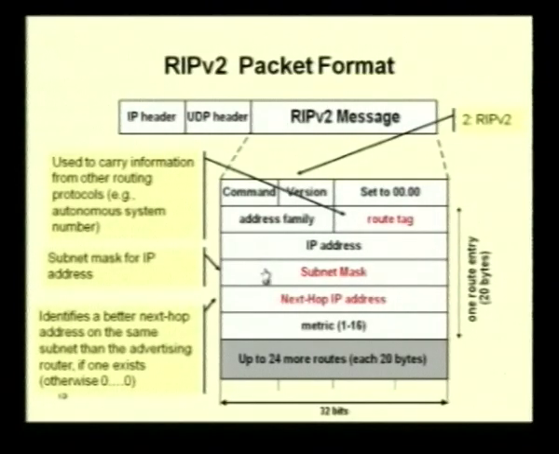So, these values which were zeros in one version of RIP now have provision for specifying subnet masks and next hop IP address. So, you have additional information that can be specified, but you can see that the message format pretty much remains the same, it is just some fields which are used differently.